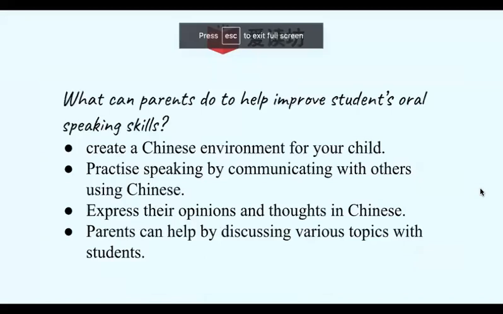What can parents do to help improve students' oral and speaking skills? So parents can create a Chinese environment for a child. Practice speaking by communicating with others using Chinese, and also express opinions and thoughts in Chinese. Parents can help by discussing various topics with students.